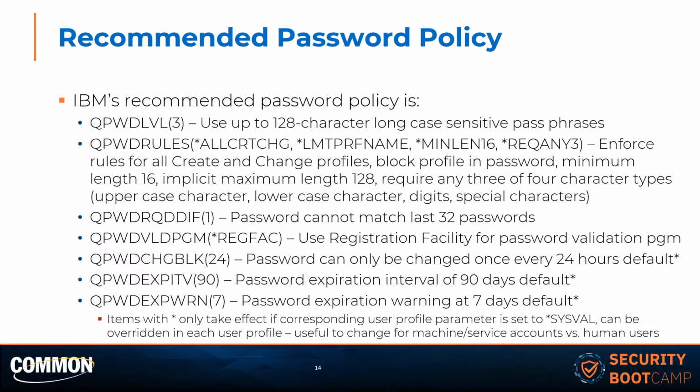Note that the bottom 3 items on your screen, each marked with an asterisk, are only the defaults. In each user profile, they can either point to the system value or they can be overridden. This can be useful if you have service accounts or machine-to-machine accounts that do not need to follow these particular rules. For example, you might make a machine account only change their password once a year versus a human who has to change it every 90 days. So while these system values provide the default, they'll only be used if the user profile has the matching parameter set to *sysval.